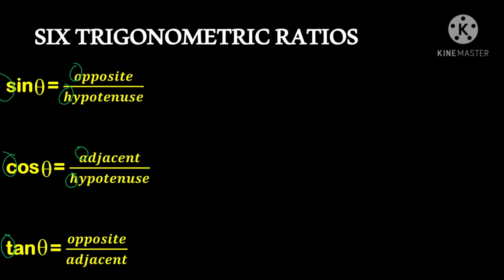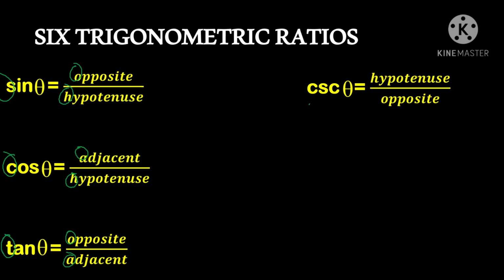So, TOA. Magtatanong kayo, ma'am, asan yung tatlo pa? So, we have the cosecant. Cosecant theta is equal to hypotenuse over opposite. So, etong cosecant ay inverse lang ng sine natin. Kung ang sine natin ay opposite over hypotenuse, ang cosecant natin ay hypotenuse over opposite.